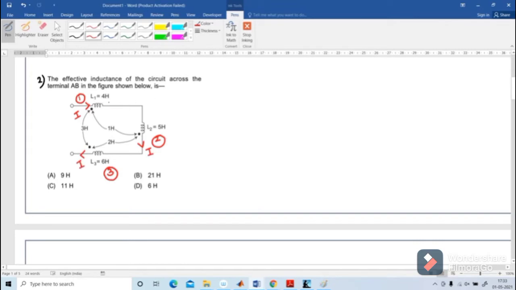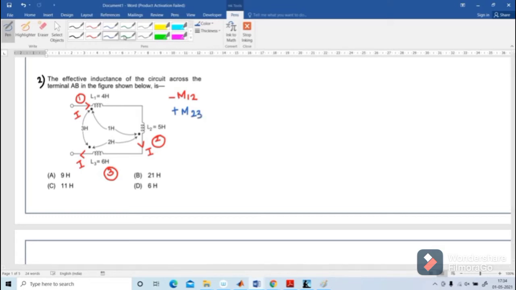Between the first and second, the mutual inductance is M12. Is M12 negative or positive? Negative, because in the first winding current is entering the dot and in the second winding current is leaving the dot, so M12 is negative. Next, consider windings 2 and 3. In 2 the current is leaving the dot, and in 3 also current is leaving the dot, so the mutual inductance is positive, that is M23.